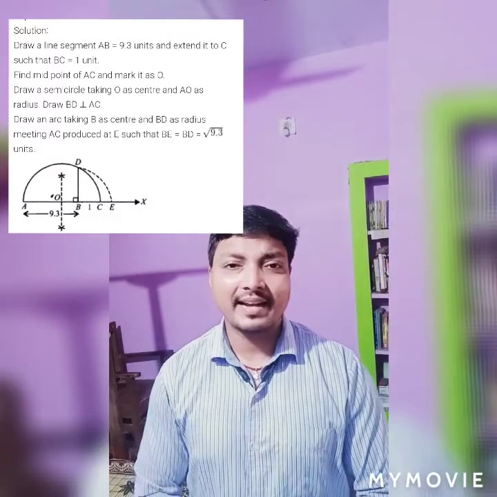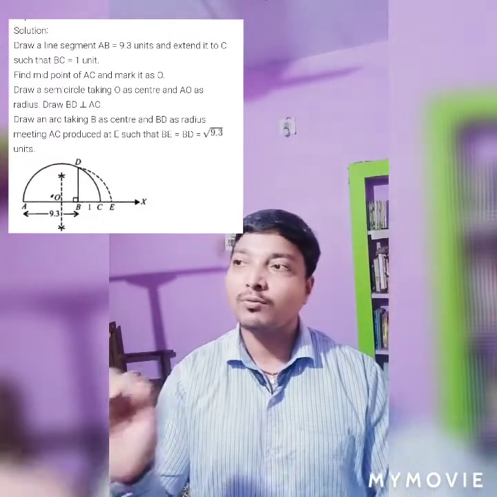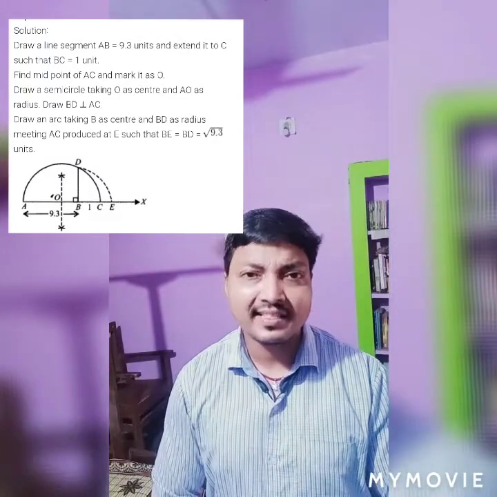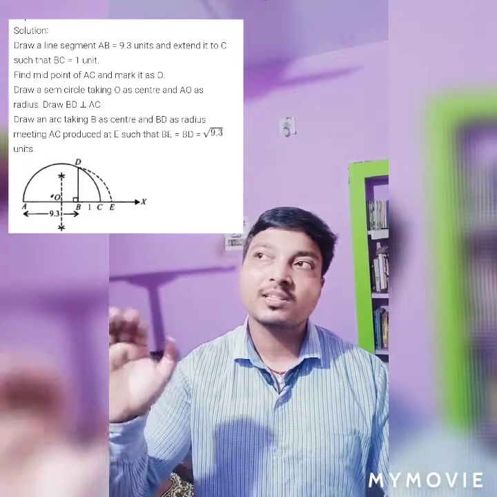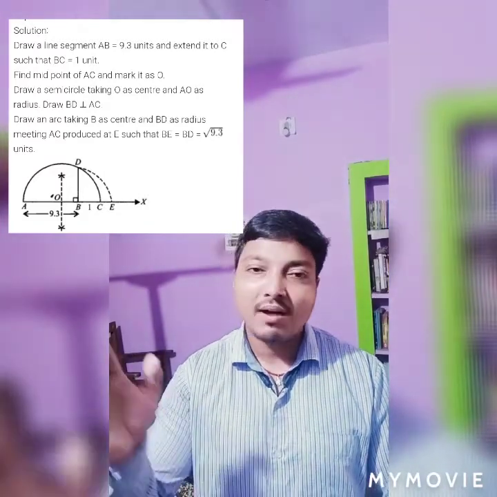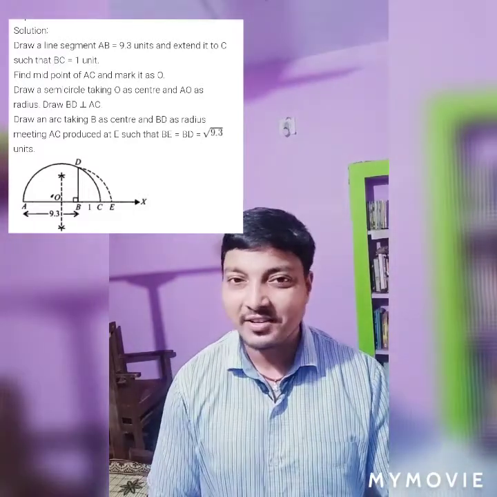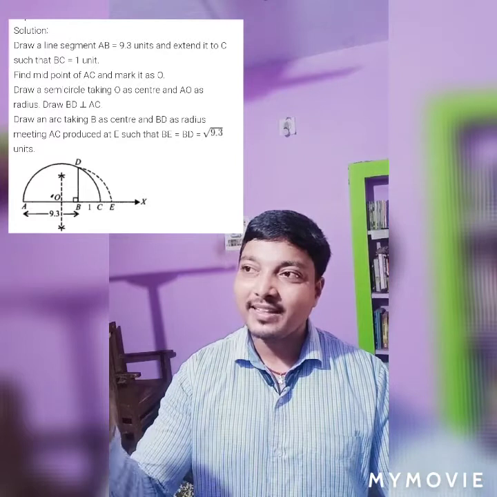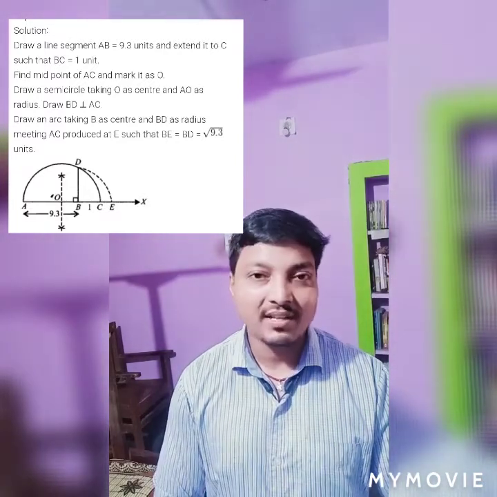Whenever it is given, say, root over 9.3, always by your scale you have to draw a line segment whose length is 9.3 units. Suppose it is the square root of 9.3 centimeter, then you also have to draw it as 9.3 centimeter. If it is a unit, we draw the unit. So you have to draw a line segment AB of 9.3 units.